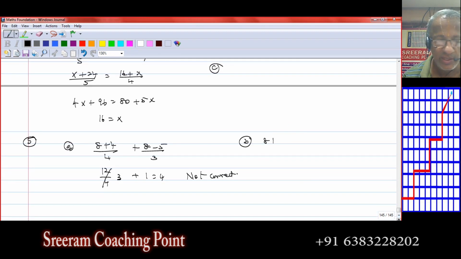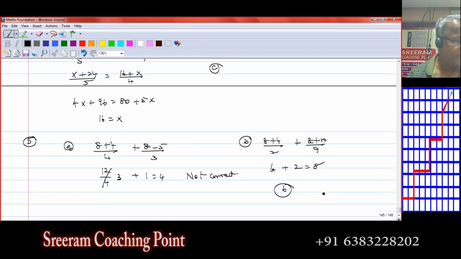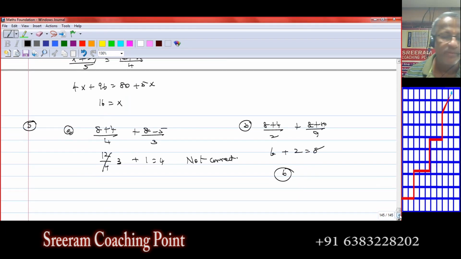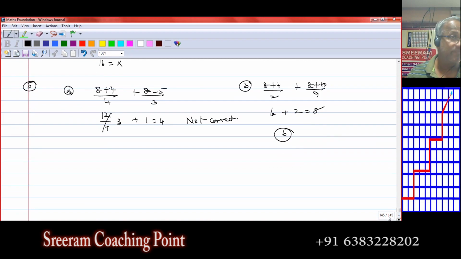So here it is (8 + 4)/2 + (8 + 10)/9. So 12 divided by 2 is 6, 8 plus 10, 18 divided by 9 is 2, which is equal to 8. So B is the answer. I don't have to even check item number C and D. Am I right? Yes, sir. So absolutely, sometimes we may have to substitute with the available values and proceed like that.